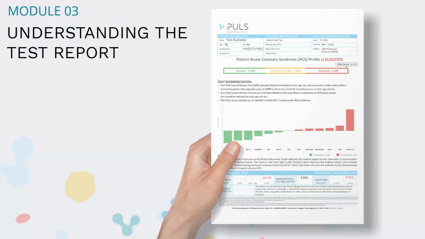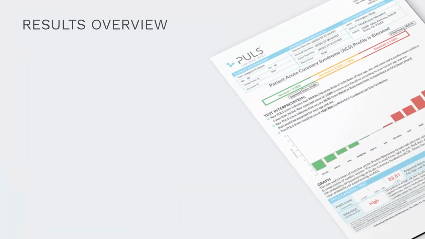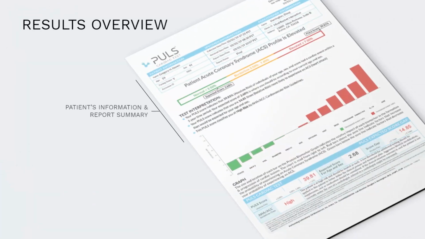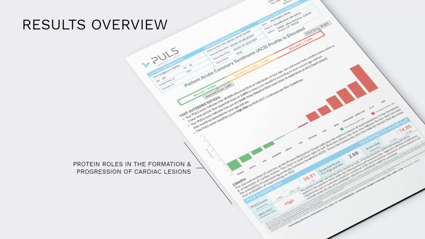Let's look at the information contained in the reports so you can understand it and how it might guide therapy. The patient's demographics are located at the top of the report. Right underneath this, there's a statement that mainly summarizes the rest of the information on the report. The protein biomarker graph displays the roles in the formation and progression of cardiac lesions.